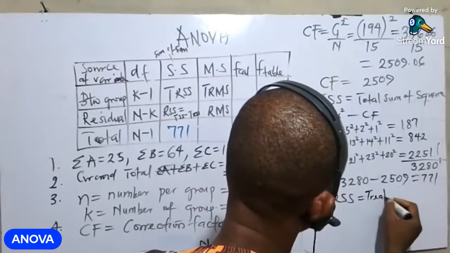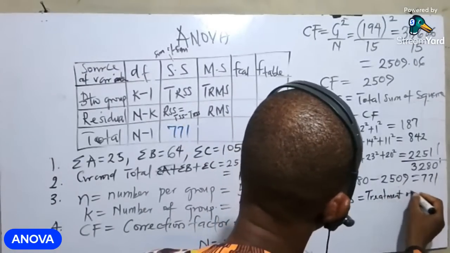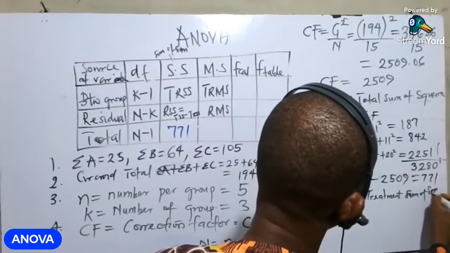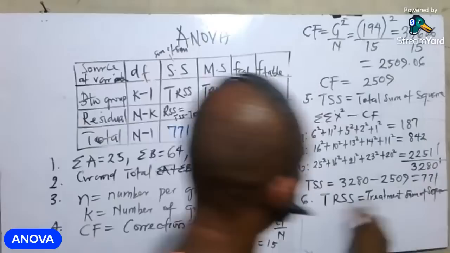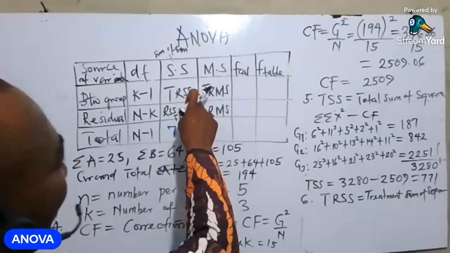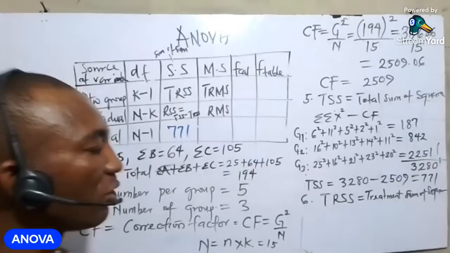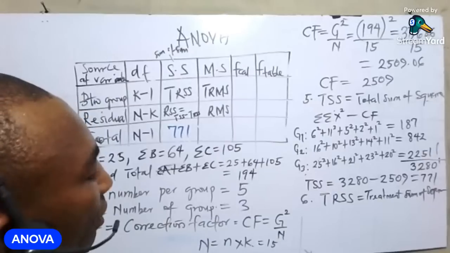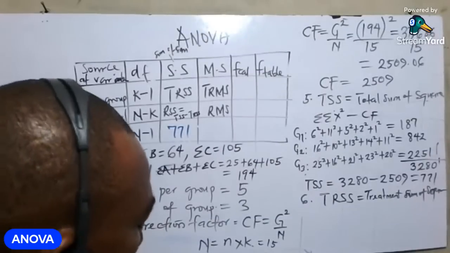Treatment sum of the square. That is TRSS. You can see TRSS here. So what is the treatment? How do you get your treatment sum of the square?